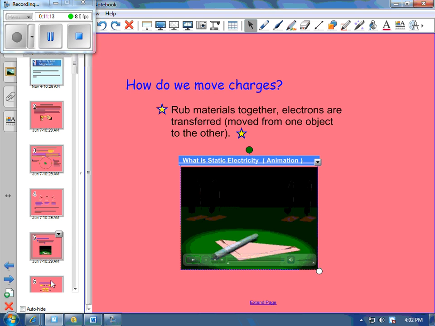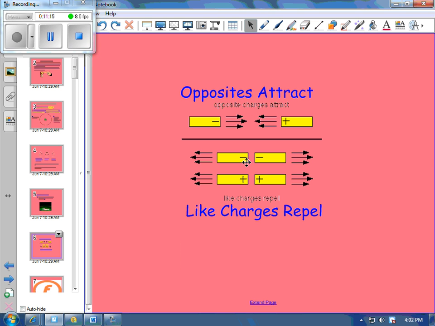Great. Moving on. At the bottom of your page, you see a section that says opposites attract. And what I need you to write in, or draw in rather, is this right here. Opposites attract. And you see one yellow rectangle being drawn to another one, and the opposite charges are actually attracting to each other. So you have a positive charge and a negative charge, and they're drawn toward each other.